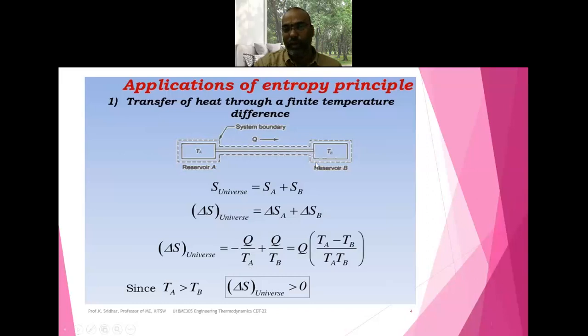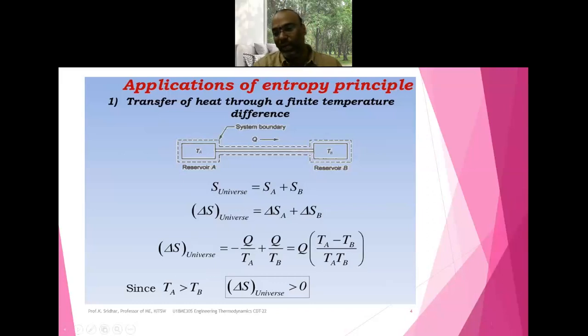Now for reservoir B, heat is transferred to the system, that is to body B. So here the heat transfer sign is positive, so plus Q by TB. So now you are able to say that it is Q into (TA minus TB) by TATB. And initially I told you that TA is greater than TB, that's why the heat is transferred from the higher temperature body to the lower temperature body. So automatically dS of the universe is greater than 0.